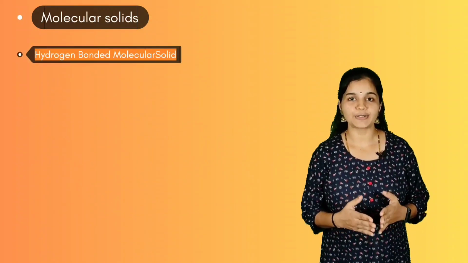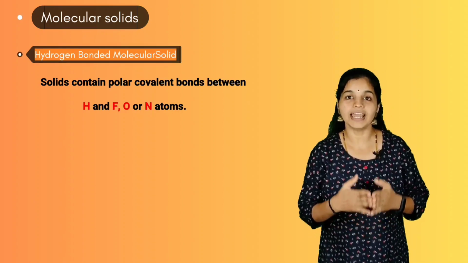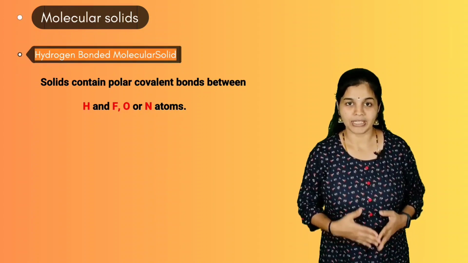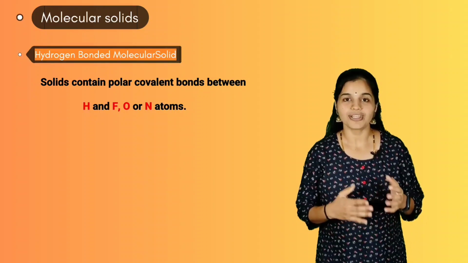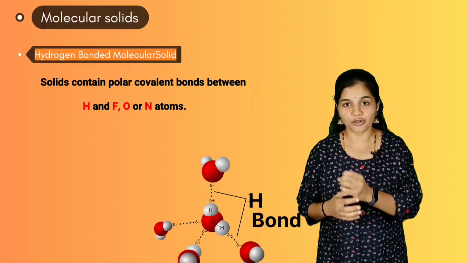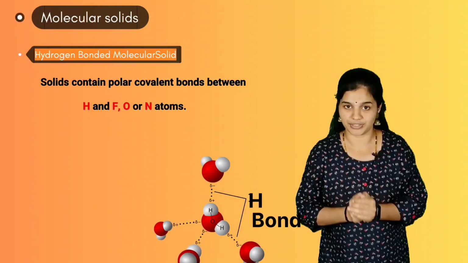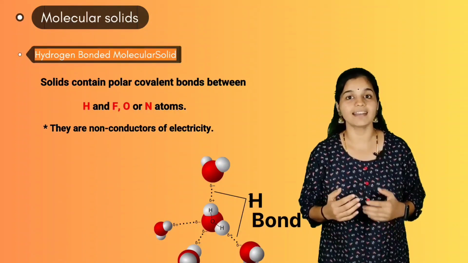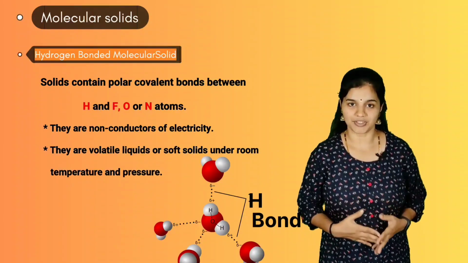The molecules of hydrogen bonded molecular solids contain polar covalent bonds between hydrogen and fluorine, oxygen or nitrogen atoms. The strong hydrogen bonding binds the molecules of such solids. For example, ice. The hydrogen bond between oxygen of one water molecule and the hydrogen of another water molecule binds them together. They are non-conductors of electricity. Generally, they are volatile liquids or soft solids at room temperature and pressure.